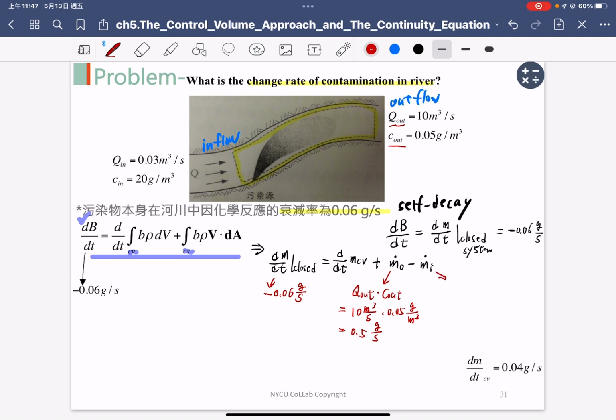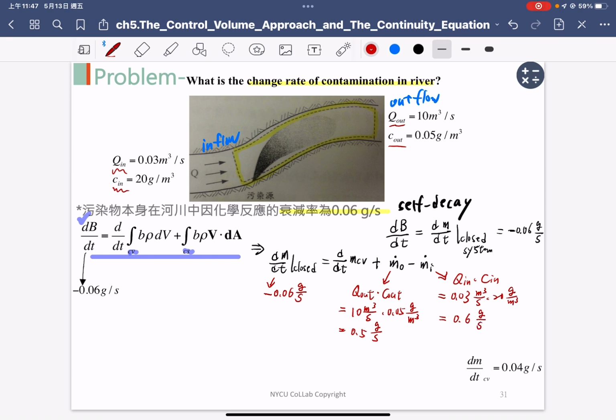And what is the inflow? For the inflow, we have the Q in and the C in here. So again, we have Q in multiplied by C in, which equals Q in at 0.03 meter cubed per second multiplied by C in at 20 g per cubic meter. Okay, so you can see that the answer is equal to 0.6 g per second.